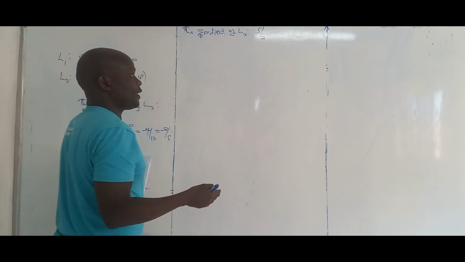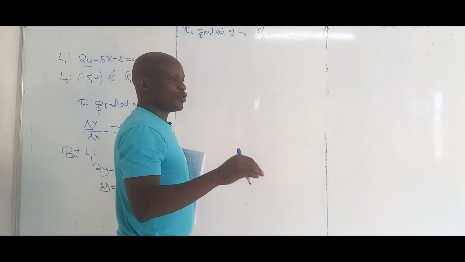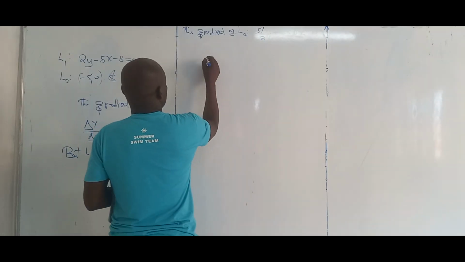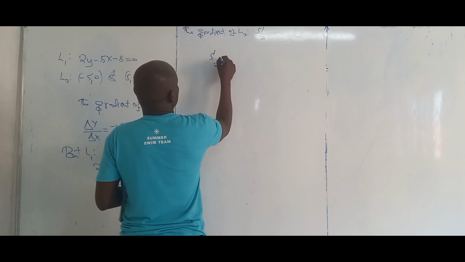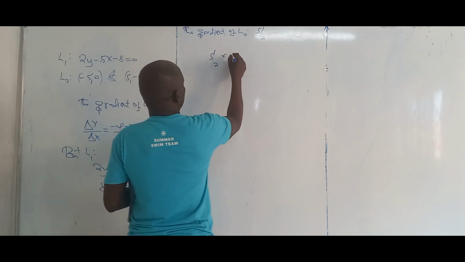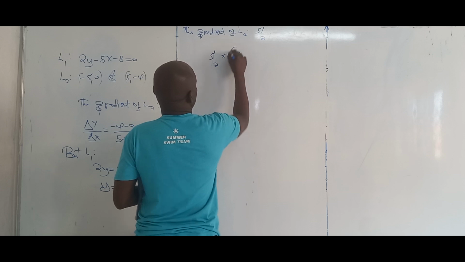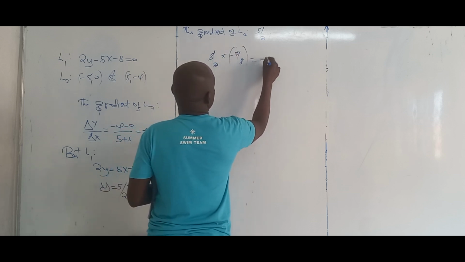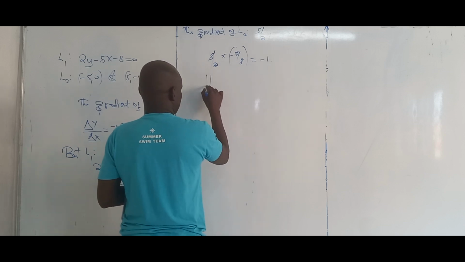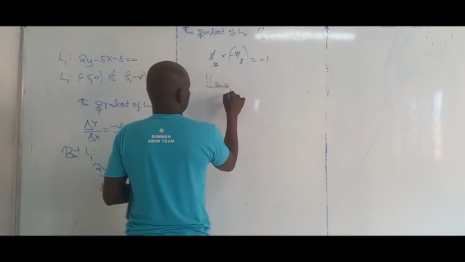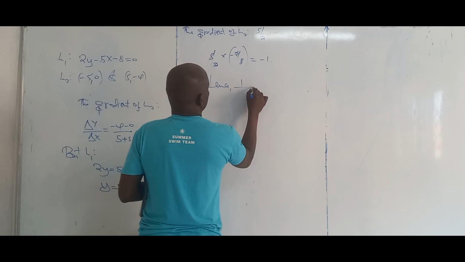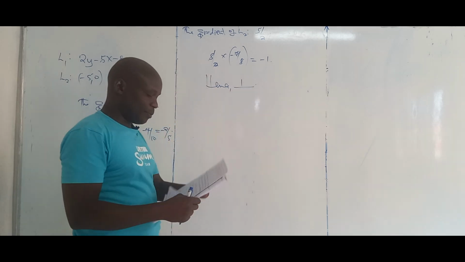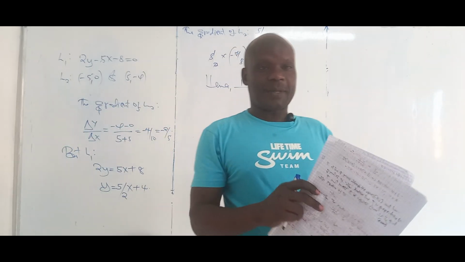If they are perpendicular, then the product of these gradients should give us negative 1. So 5 over 2 times minus 2 over 5, and we get negative 1. Hence, they are perpendicular to each other.